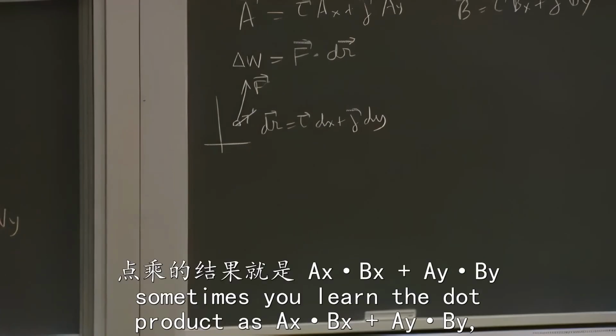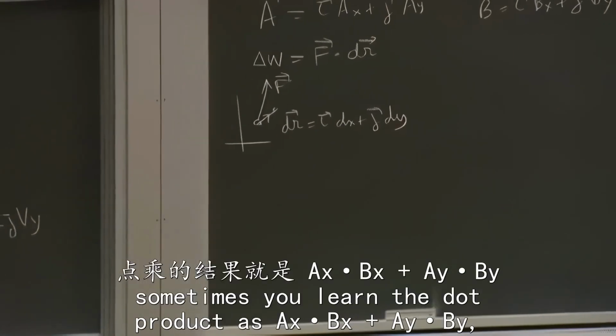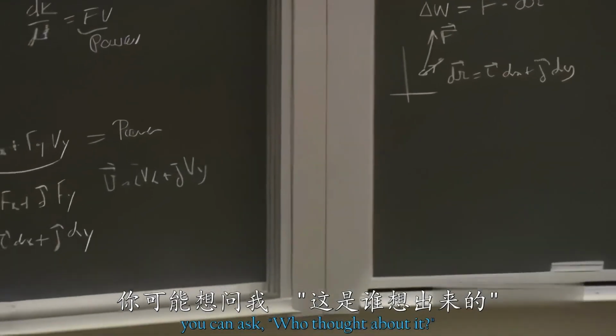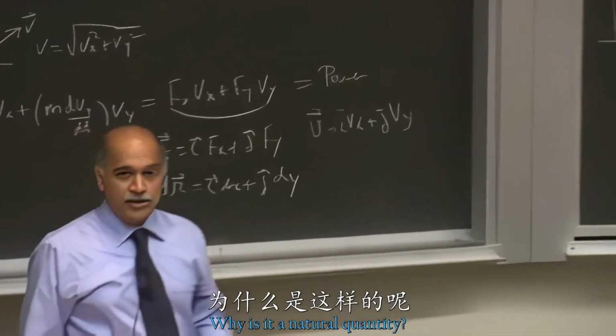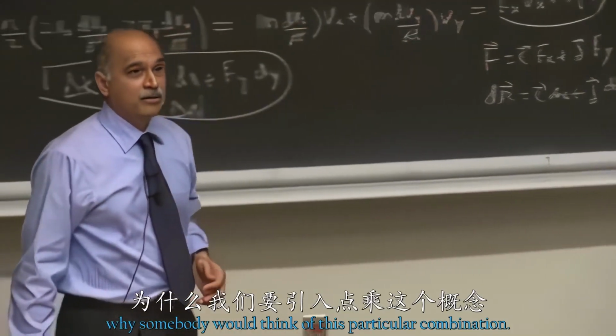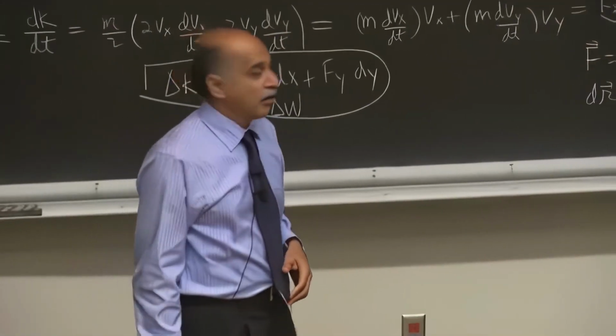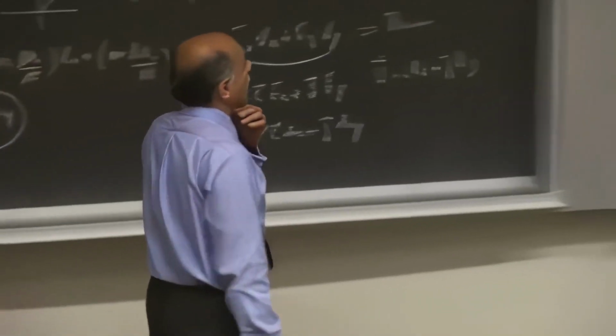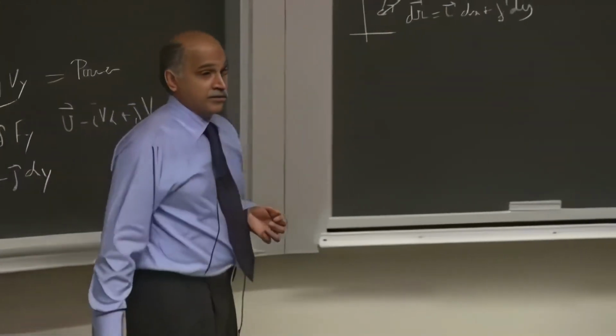So the dot product, sometimes you learn the dot product as ax bx plus ay by. You can ask, who thought about it? Why is it a natural quantity? So here is one way you can understand why somebody would think of this particular combination. So once you got the dot product, you got to get a feeling for what it is.